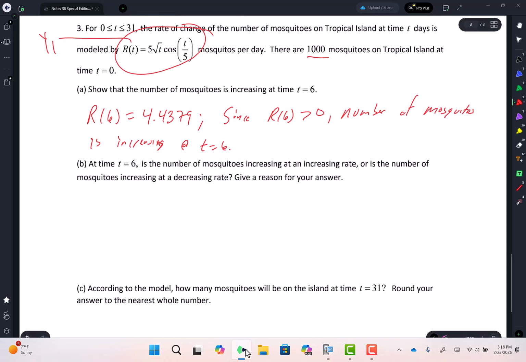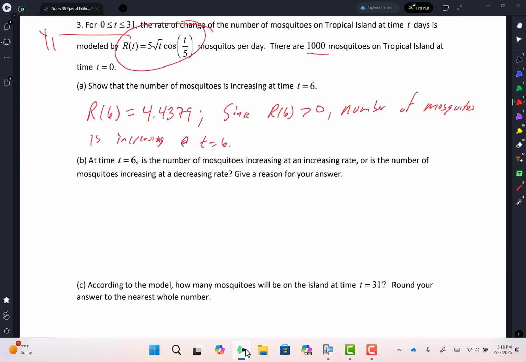All right, letter B. You could have let letter B help you get letter A if you had said that it's decreasing. At time t equals 6, is the number of mosquitoes increasing at an increasing rate, or is the number of mosquitoes increasing at a decreasing rate? Give a reason for your answer. This is timeout, guys. Oh, okay, they won't let you say decreasing because they told you to show that the number is increasing. So never mind. But letter B would have given you a big hint that R of 6 is positive.